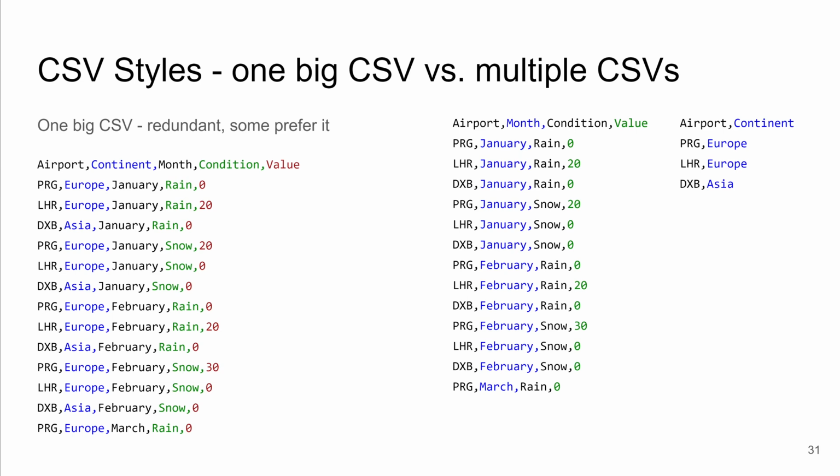The other style is publishing multiple CSVs, the same way you would dump your relational database, which also typically contains multiple tables, interconnected, using foreign keys and so on.